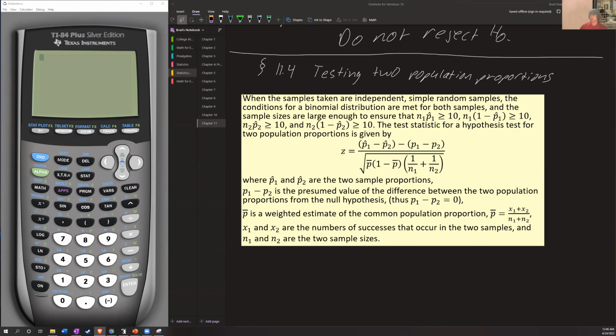When the samples are independent, simple random samples, the conditions for a binomial distribution are met for both samples, and the sample sizes are large enough to ensure that n1 p1 hat is greater than or equal to 10, n1 times 1 minus p1 hat, or n1 q1 hat, is greater than or equal to 10, n2 p2 hat is greater than or equal to 10, and n2 times 1 minus p2 hat is greater than or equal to 10.